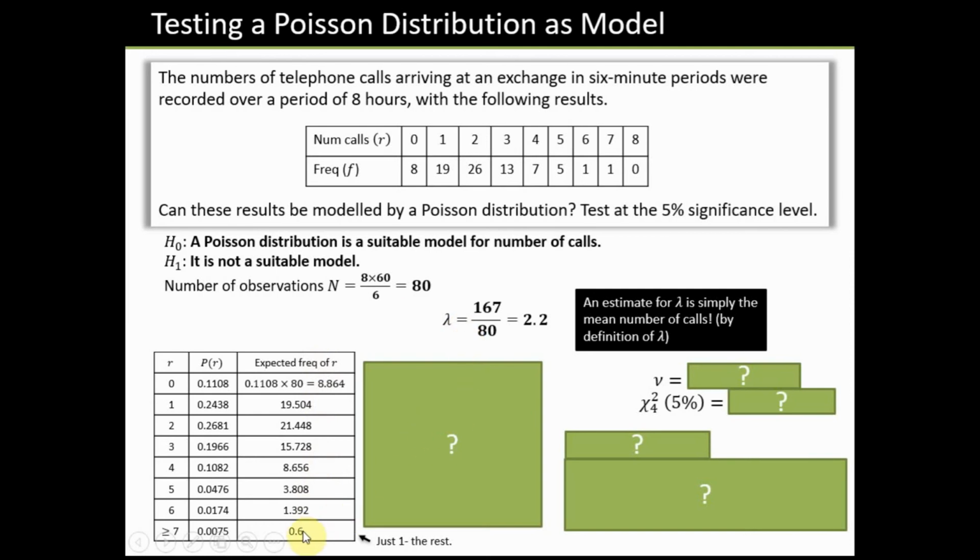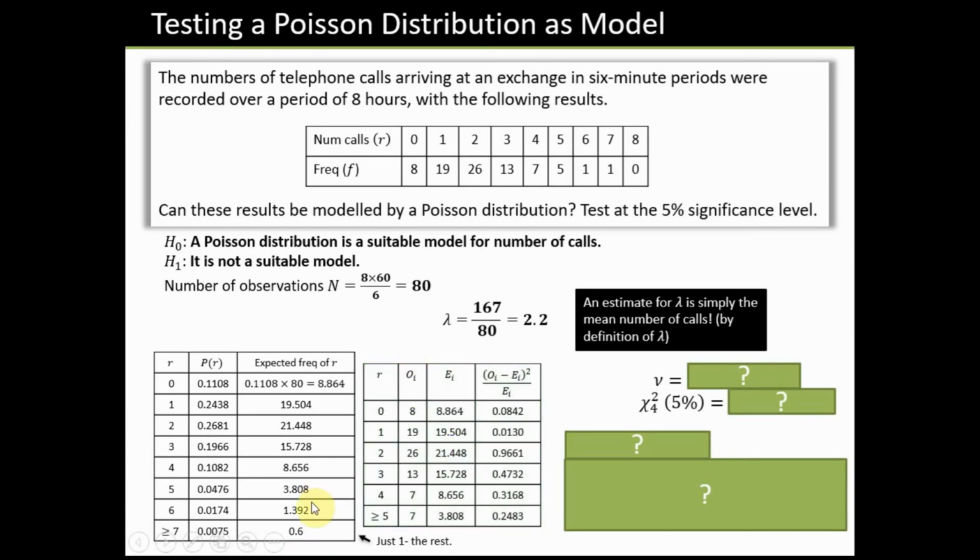Again here we've got an expected value less than 5, and here, but putting those 3 together will make the expected value 5 or more, so I've just combined those final 3 rows, so now we've got a greater than or equal to 5, so that's these ones combined. Expected value for that would be these 3 expected values adding up to get 7, and we can add up the expected frequencies to get 3.808.